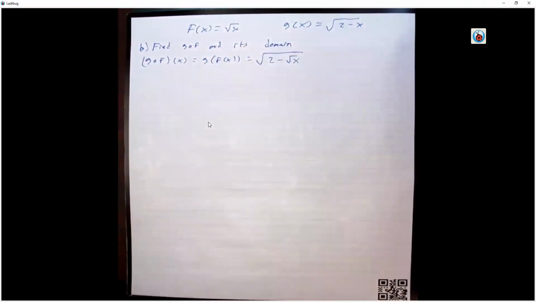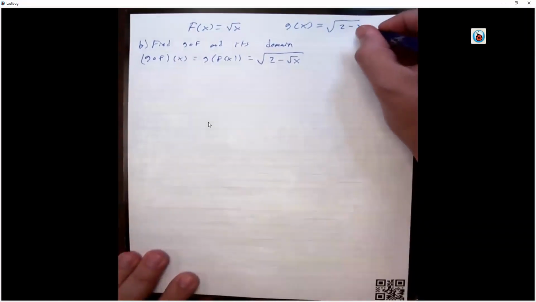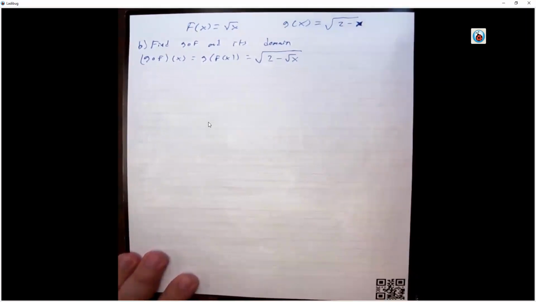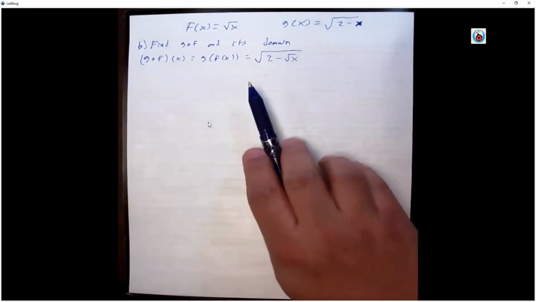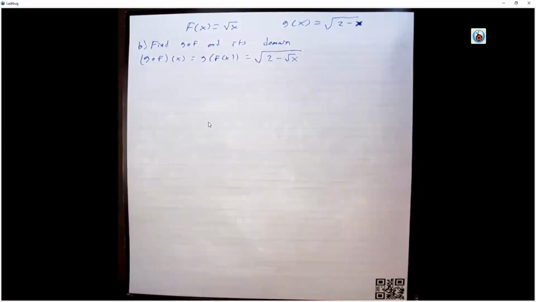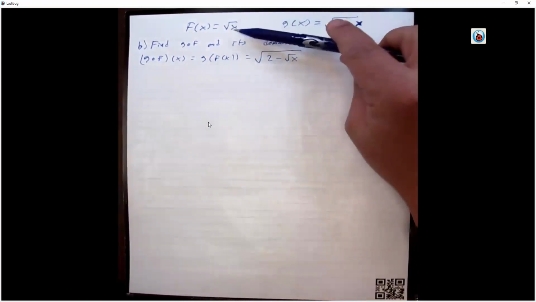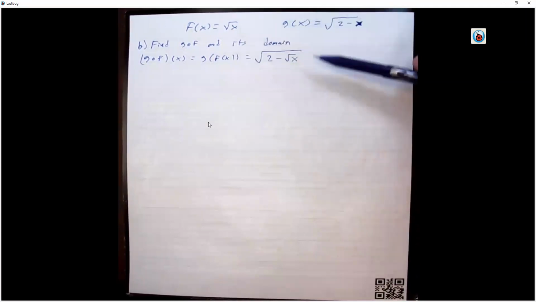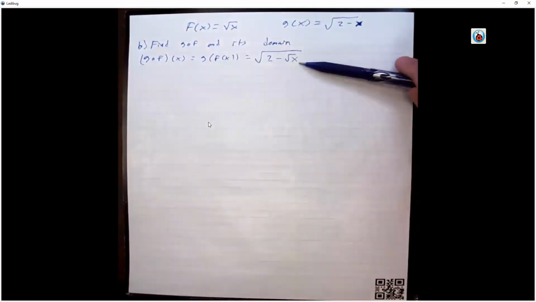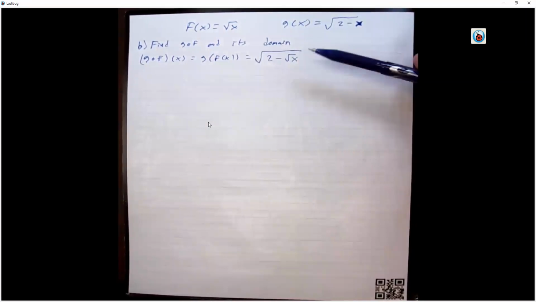Plugging in f inside the g, this x value here. Okay. You guys cool up to this point, right? Maybe. So we look at the domain of the one that went inside. The inside must stay positive, right? What is the domain of the results? It's no longer the same, right?